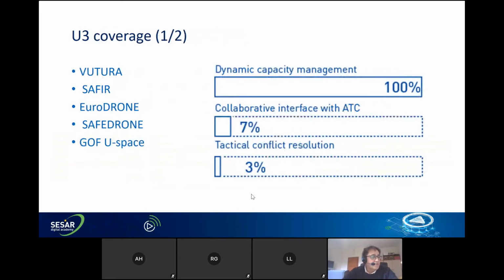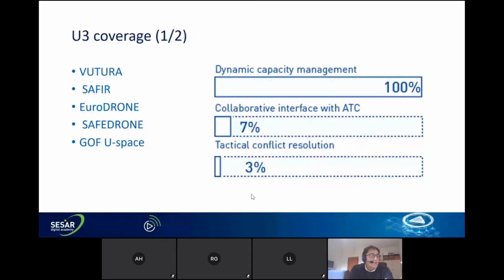What we can say about the coverage, as Andrew was showing for the U2 services: even if a lot of work has already been done by some exploratory research projects and very large-scale demonstrations, the coverage and the maturity of the U3 services is, for some of them, still not complete, as shown in the present slide. Indeed, while the dynamic capacity management service was covered by various demonstration projects, we should also recognize that only a limited number of configurations were tested addressing the tactical conflict resolution service.